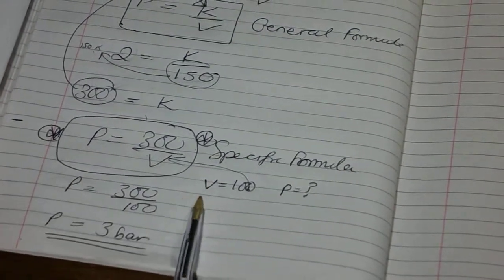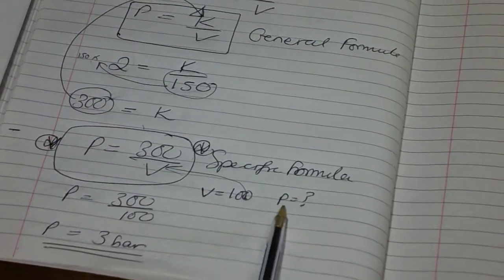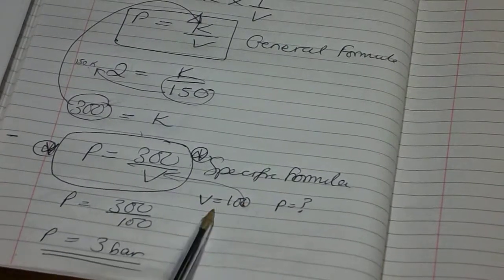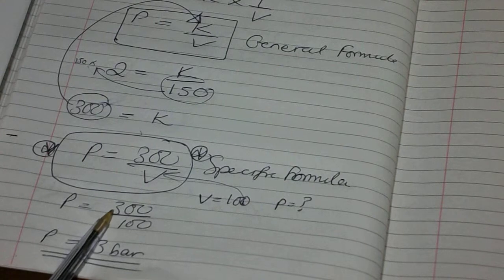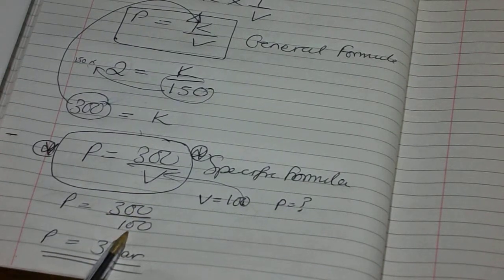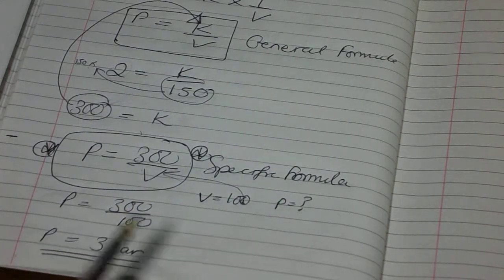Now the actual question is to work out the pressure when the volume is 100. So wherever we have a V, we put the 100 in there. So 300 divided by this new volume of 100 gives us the pressure of 3 bar. That's the end of this question.